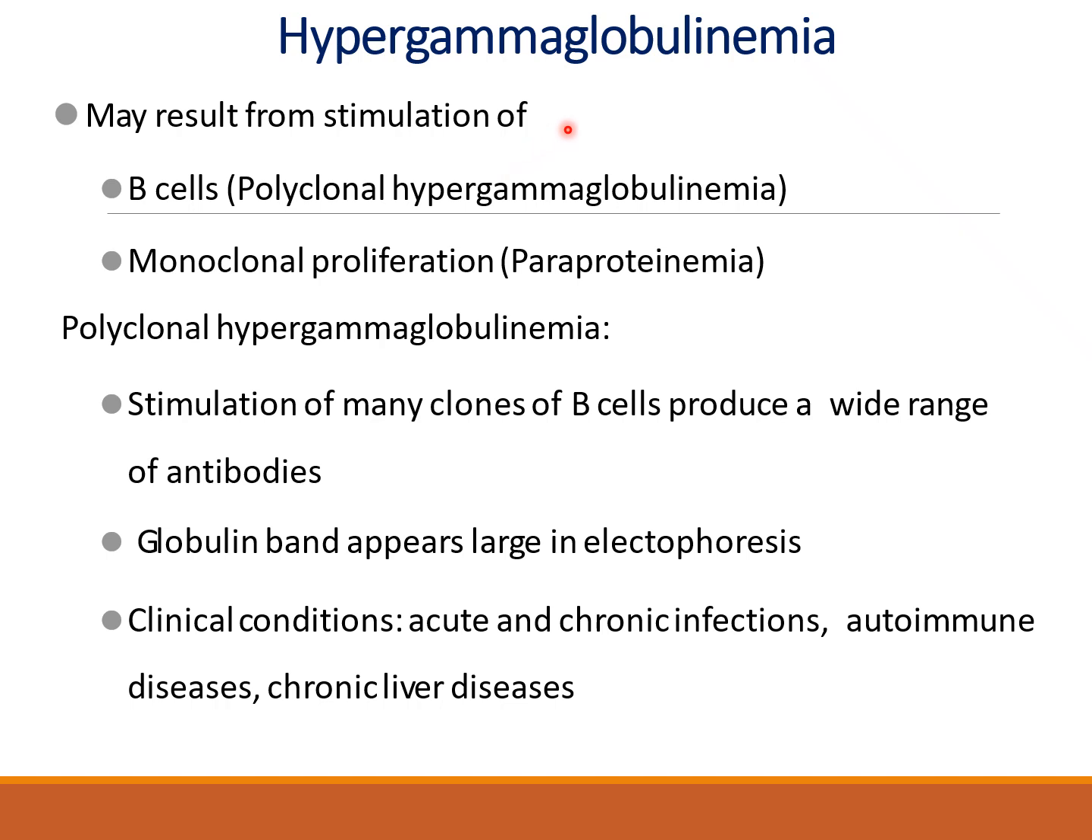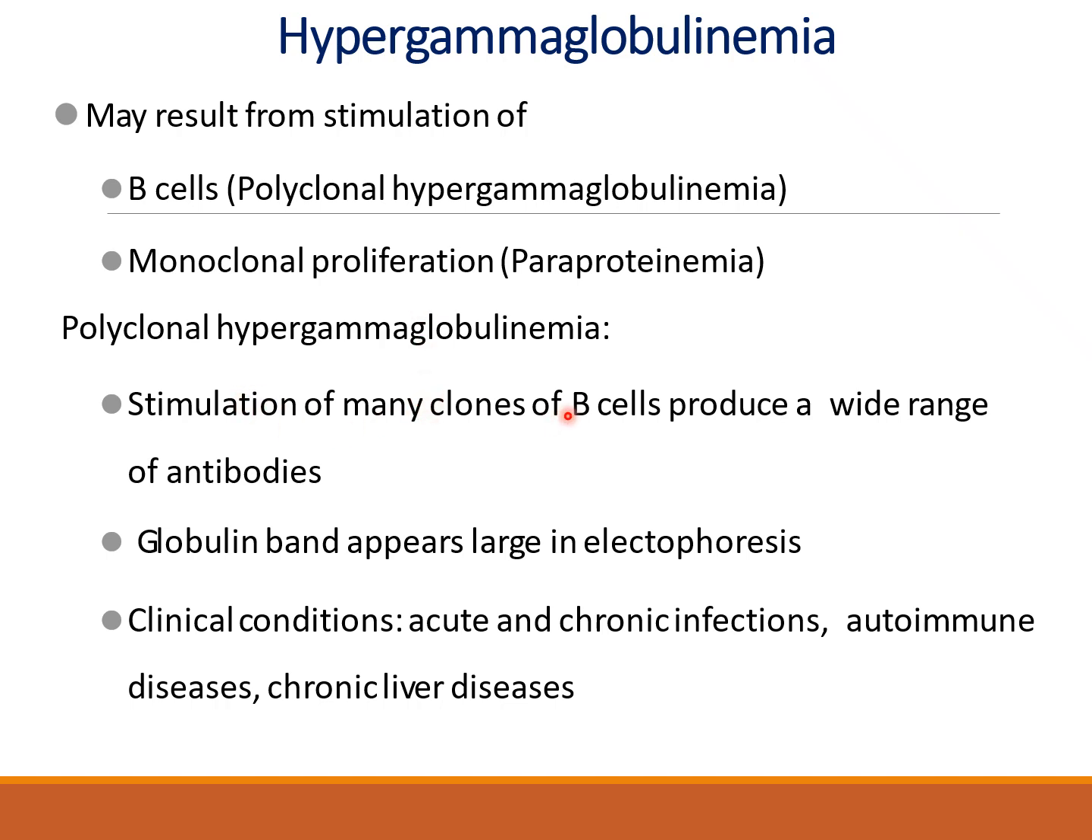Last, hypergammaglobulinemia. It may result from stimulation of B cells. Polyclonal hypergammaglobulinemia, monoclonal proliferation, paraproteinemia. So these are very important terms we'll be expecting in the answer sheet. They are asking about multiple myeloma. This slide is very important.